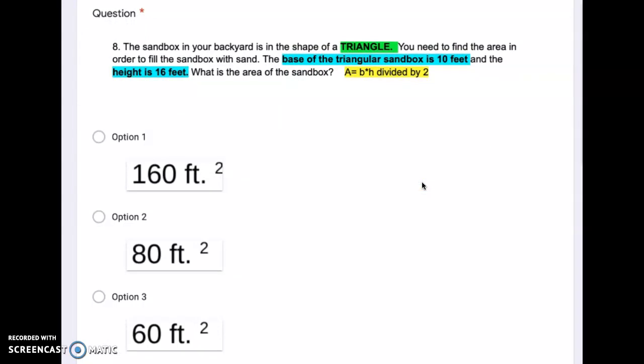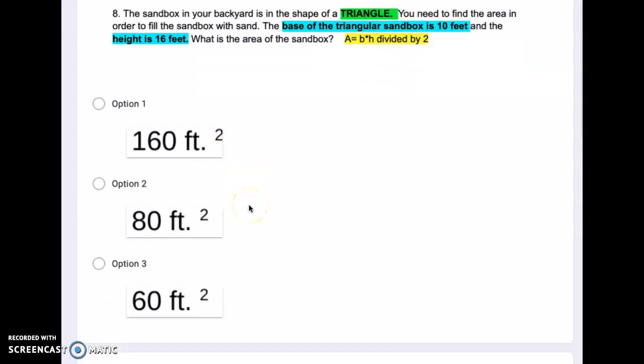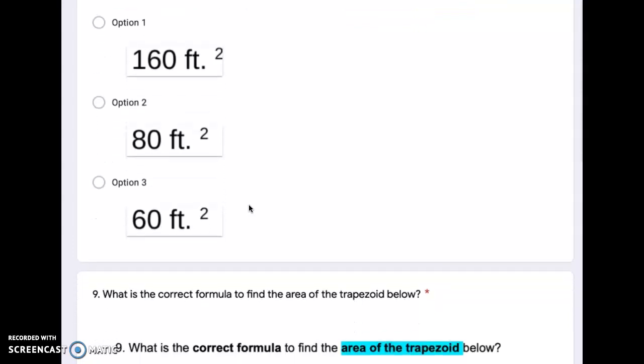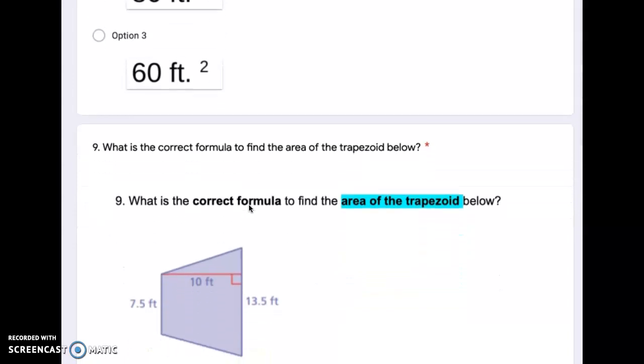Number 8, the sandbox in your backyard is in the shape of a triangle. You need to find the area in order to fill the sandbox with sand. The base of the triangular sandbox is 10 feet, and the height is 16 feet. What is the area of the sandbox? What's highlighted in yellow is the area formula to solve for a triangle. Your choices are 160 feet squared, 80 feet squared, or 60 feet squared.